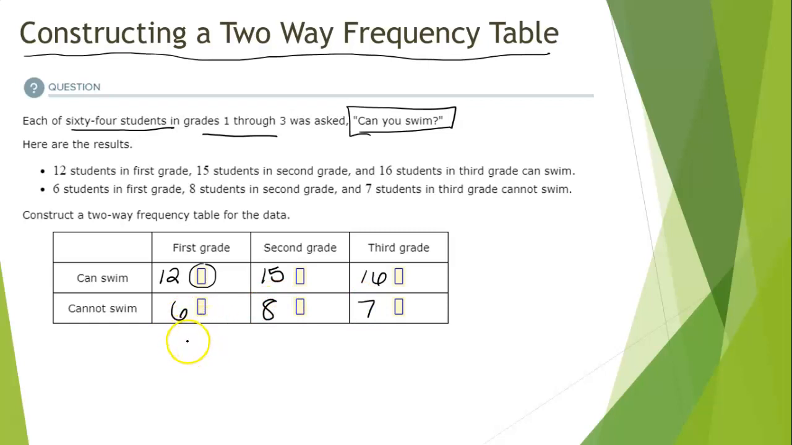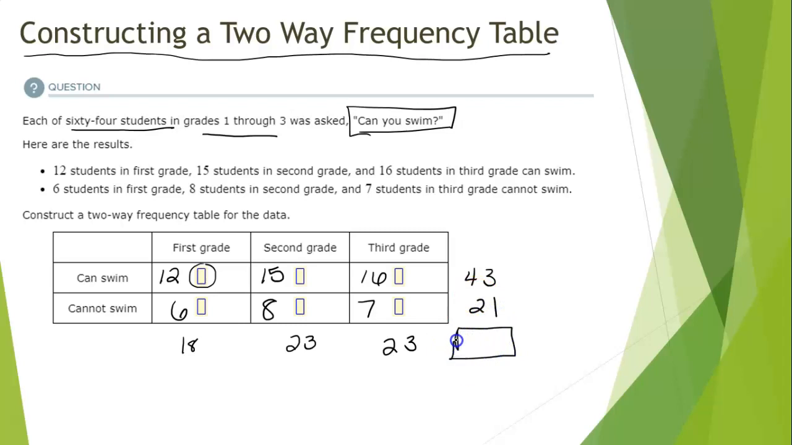You can also find totals if we needed them. So we could see that we had 18 students in the first grade, 23 in the second grade, and 23 in the third grade. We could also add along the side, and we could see that we had 12 plus 15 plus 16 who can swim, and a total of 6 plus 8 plus 7, 21 who cannot swim.